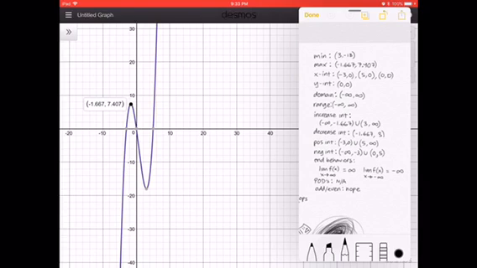X-intercepts, we already know they're (-3, 0), (5, 0), and (0, 0). Y-intercept, that will be at (0, 0). For the domain and the range, both the x values and y values aren't being limited in any way, so the domain is -infinity to infinity, and the range is -infinity to infinity.